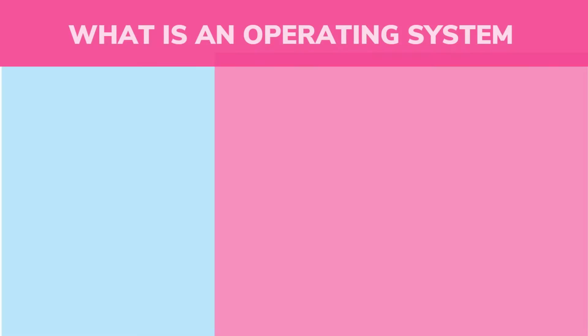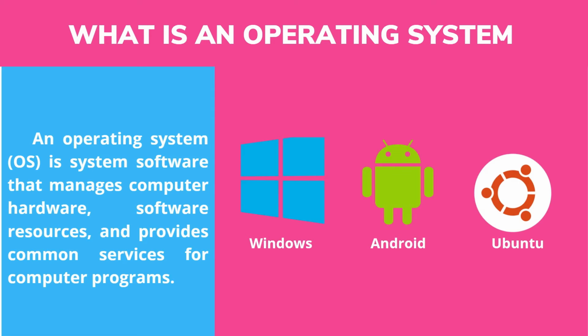Next, we will understand what is an operating system. An operating system, OS, is system software that manages computer hardware, software resources, and provides common services for computer programs. Some of the worldwide used operating systems include Windows OS, Android OS, and Ubuntu OS. The operating system acts as an intermediary between programs and the computer hardware.